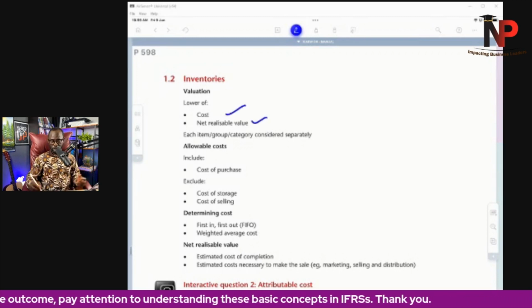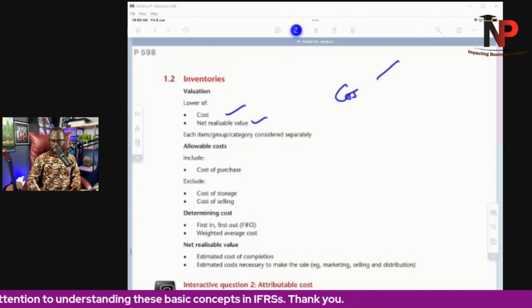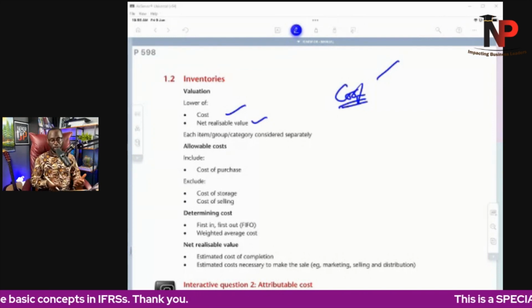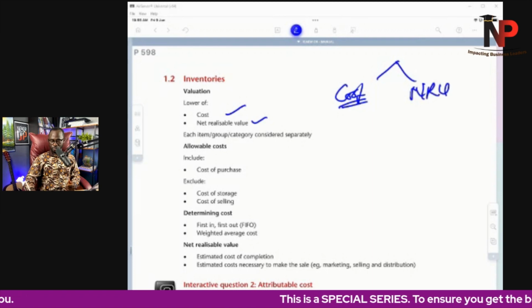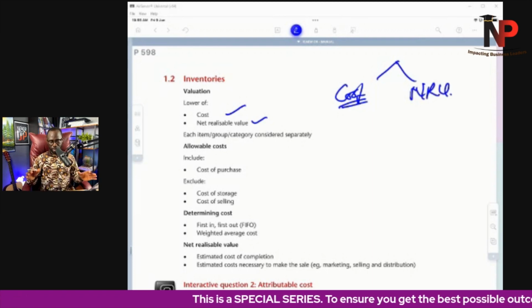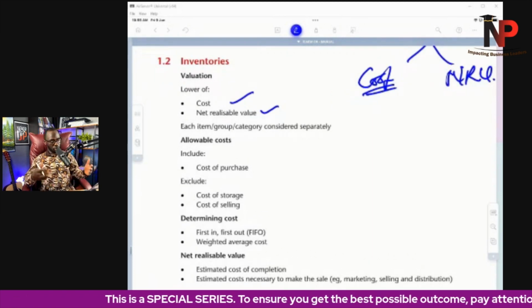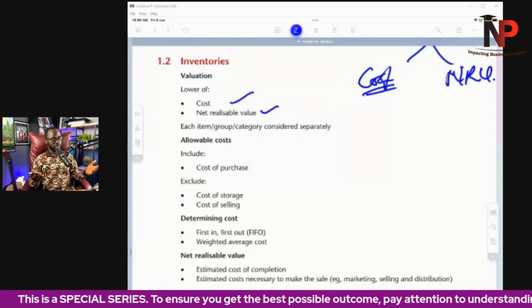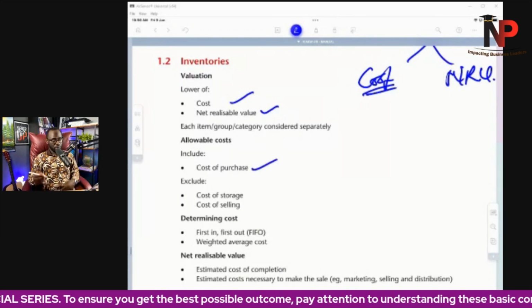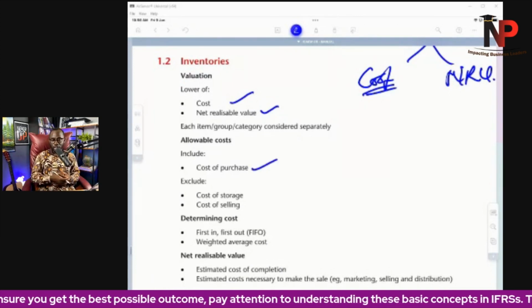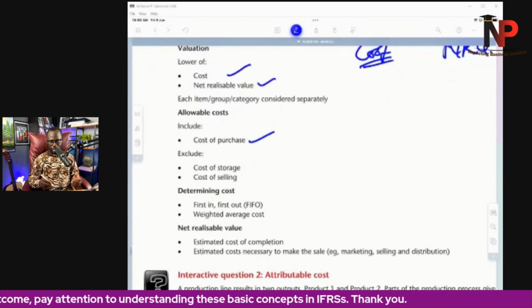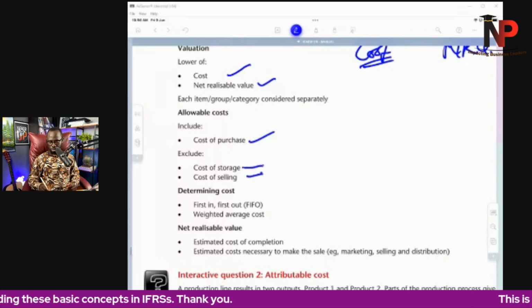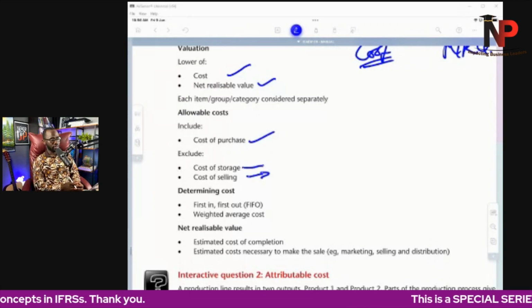In other words, we just look at the cost we incurred in acquiring the inventory, in manufacturing the inventory in-house, and the net realizable value. Now, stay with me carefully. When we say the cost of the inventory, what does it mean? It means purchases cost, how much cost we incurred in buying the inventory. Note that usually the cost of inventory excludes storage cost, excludes cost of selling the inventory.